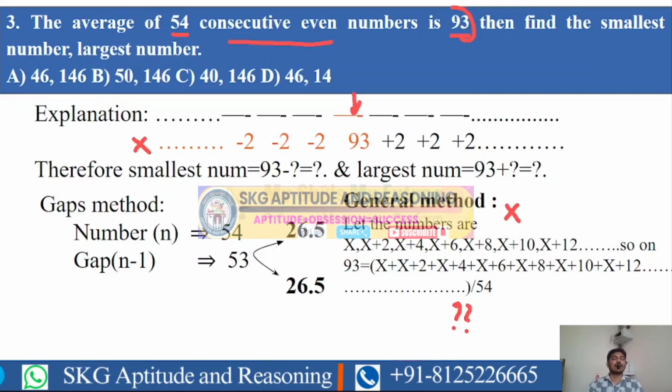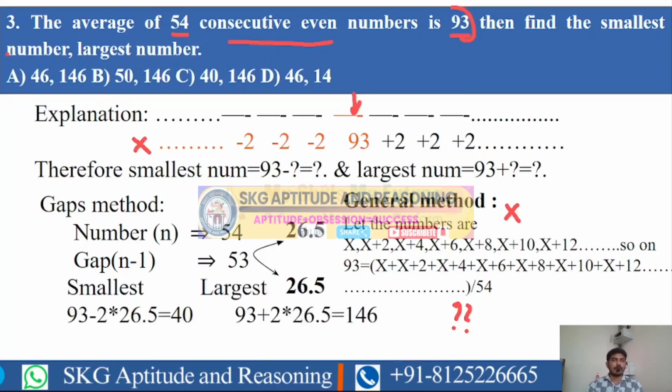So that is the point you need to remember in order to solve the problem by using the gaps method here. To find the smallest number, you need to take the average minus the gap, which is 26.5 times the difference. So 93 minus 53 gives me the result of 40.